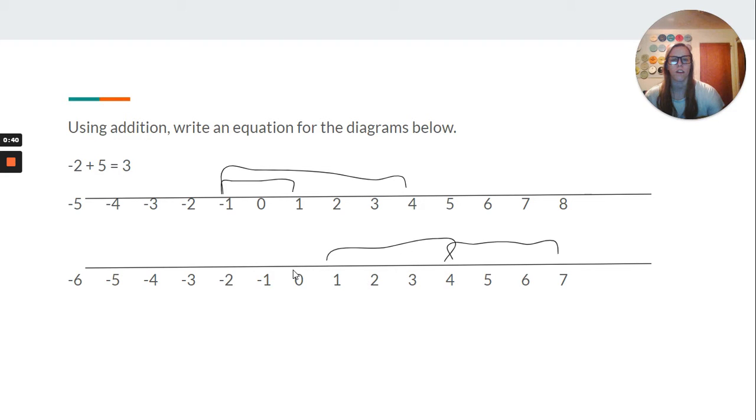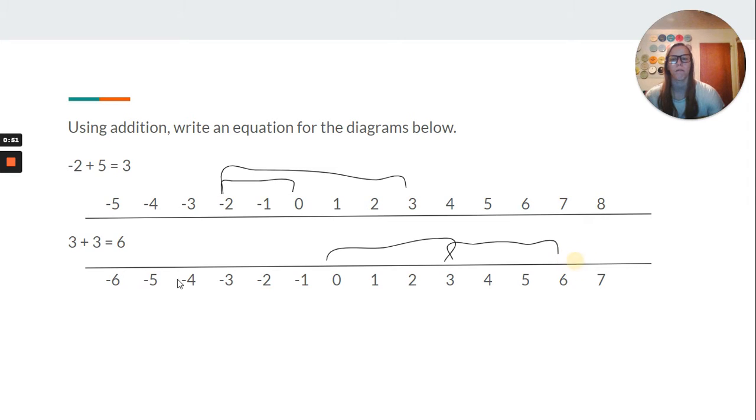What about down here? I apologize because this should be over 0. So we go up to 4, and then we go to 7. So 4 plus 1, plus 2, plus 3. Oh, sorry, 3. My apologies. The number lines got kind of messed up. So we go to 3, we add 3 more, we get 6. Okay?